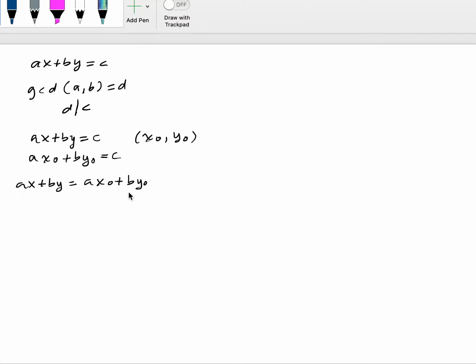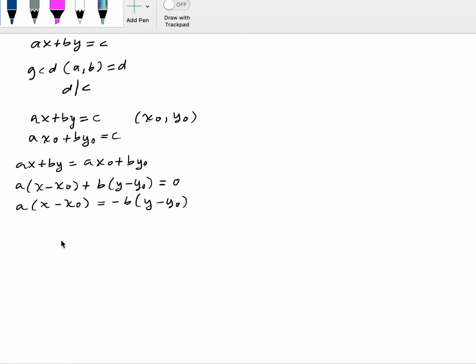If we rearrange the terms in a very specific way, we can obtain the following result: a times (x minus x naught) plus b times (y minus y naught) equals 0. Now we're going to pass this term to the right. a times (x minus x naught) is equal to negative b times (y minus y naught).